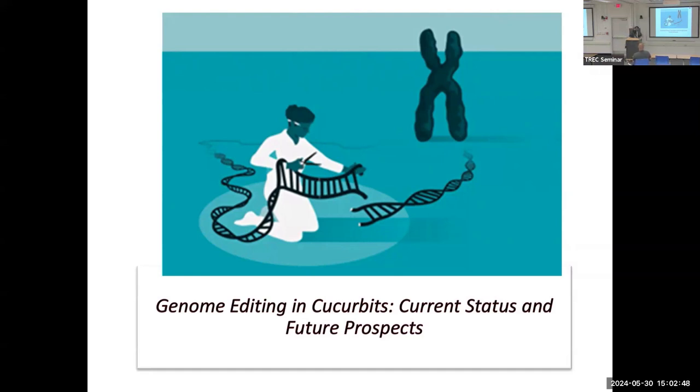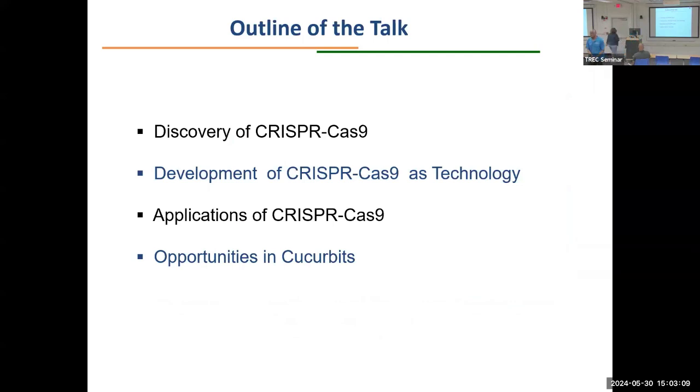Today I'll talk about genome editing in cucurbits, the current status and future prospects. So this is the outline of my talk. I will talk about the discovery of CRISPR-Cas9, then how this technology, the CRISPR-Cas9, has been developed into a genome editing tool. What are the applications of CRISPR-Cas9 and opportunities in cucurbits?